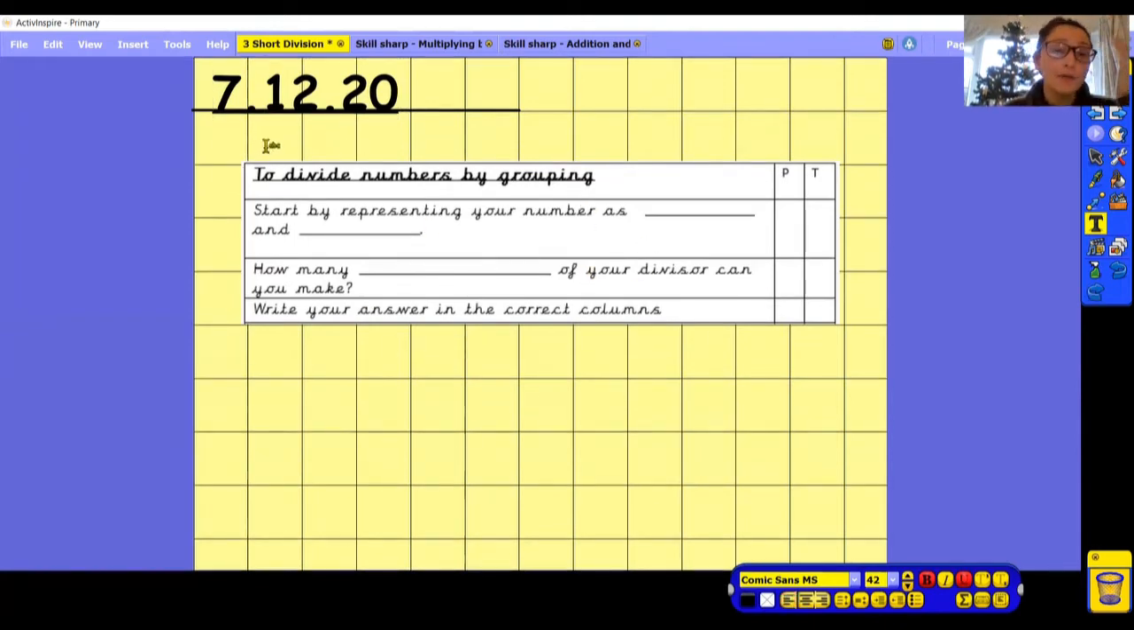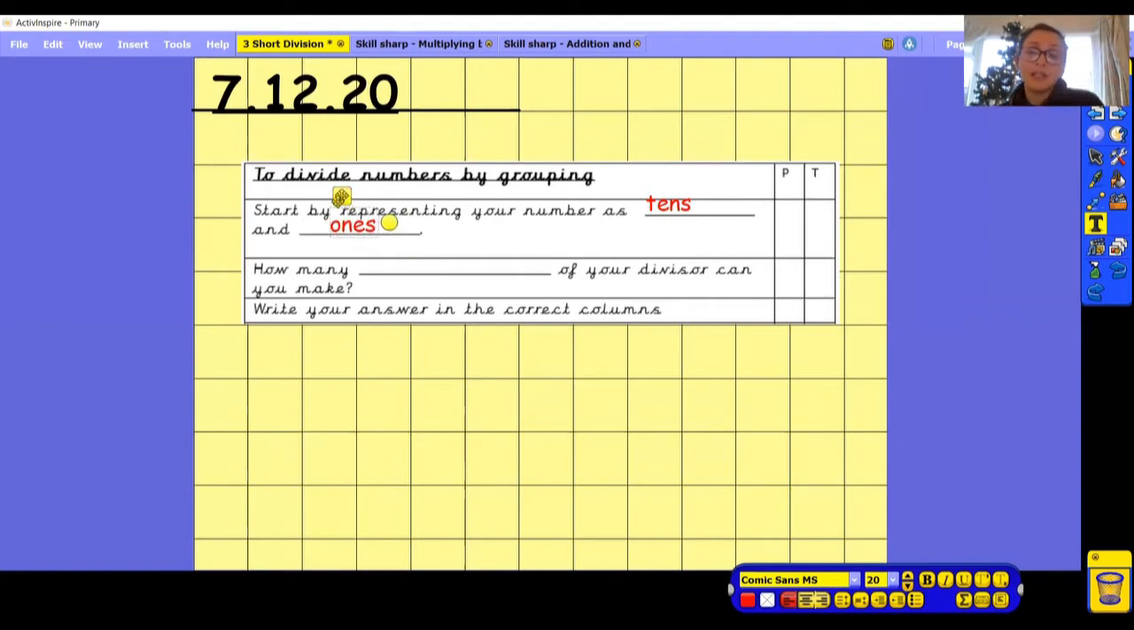So we're going to carry on with dividing numbers by grouping, but we are going to do a bit of a method today. We're doing a bit of division method. So start by representing your numbers as blank and blank. Now when we start representing these numbers in a division method, short division, we start by our tens and then our ones. So this is slightly different from all the other ones that we do.